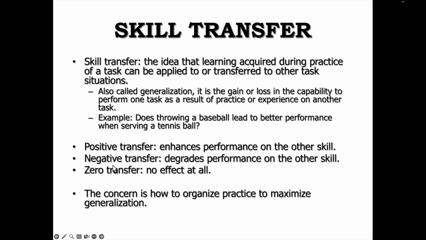Negative transfer means getting better at one skill leads to worse performance in the second skill. Or zero transfer, meaning getting better in one skill does not lead to any performance improvement in the other skill. What we need to be concerned with is how to organize practice to maximize this generalization, so we can transfer the skills we practice during practice to the competition.